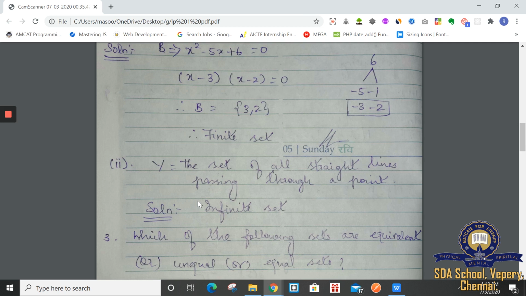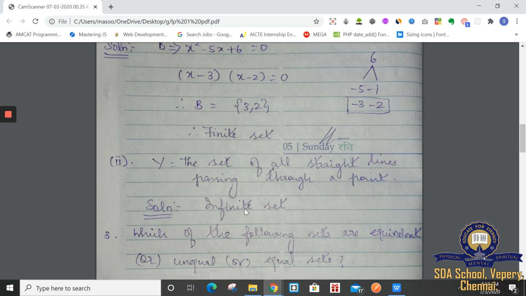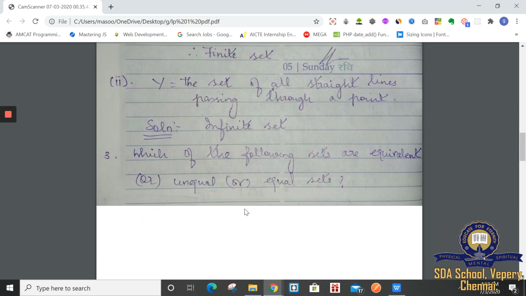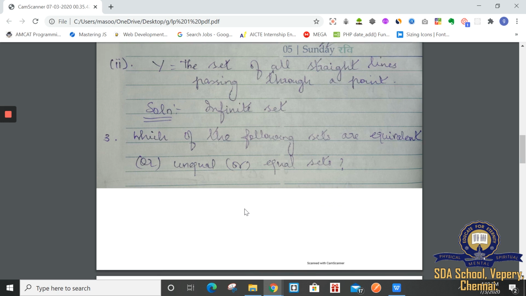Then second subdivision, y equals the set of all straight lines passing through a point. So if you take this, there can be any number of straight lines which pass through a point. Therefore, we cannot count it. There is no end to it. Therefore, it comes under infinite set. Okay. Let's move on to the third sum. Which of the following sets are equivalent or unequal or equal sets?